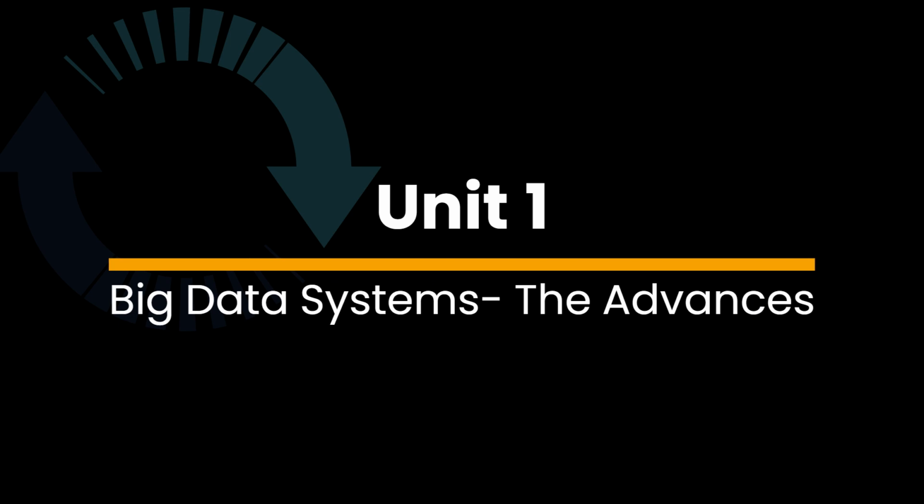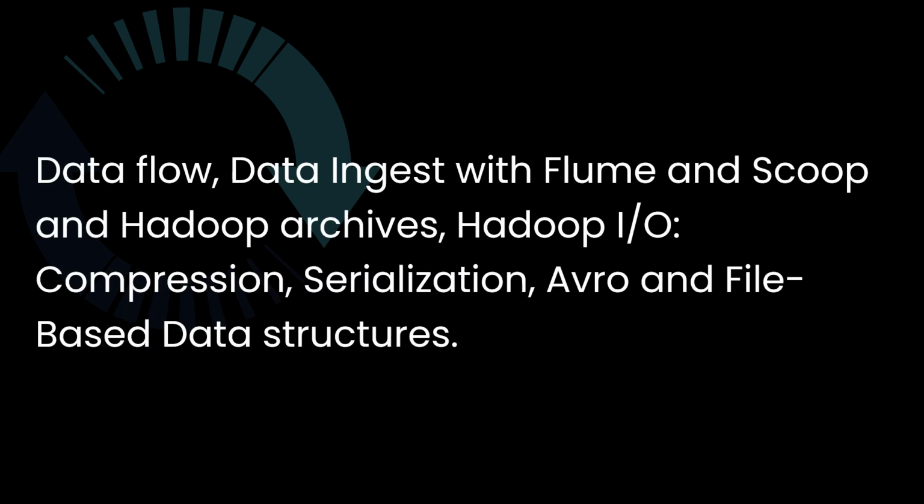Unit 1, Big Data Systems, the Advances. In this unit, we are going to cover data flow, data ingest with Flume and Sqoop, and Hadoop archives, Hadoop I/O, compression, serialization, Avro and file-based data structures.